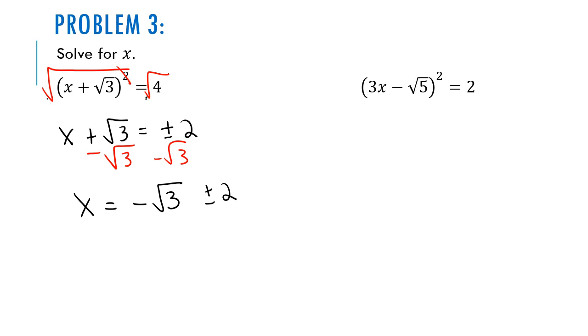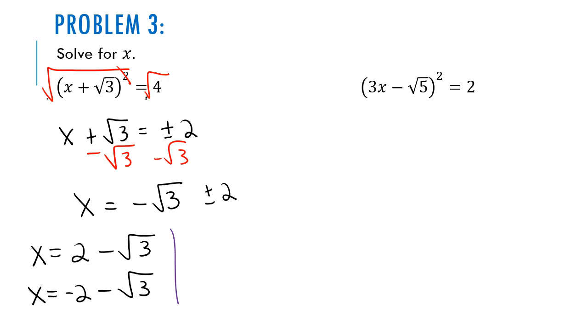And we could write this to make it look a little neater. x equals 2 minus the square root of 3, and x equals negative 2 minus the square root of 3. Often when answers are written, the radicals are behind our integers.